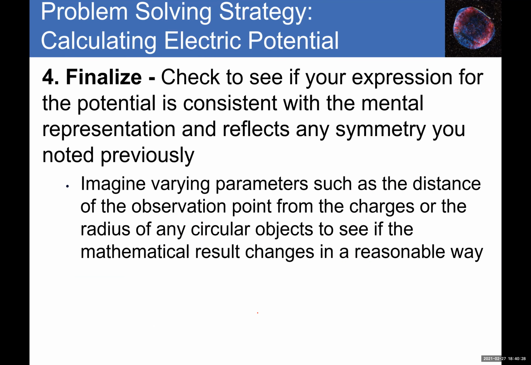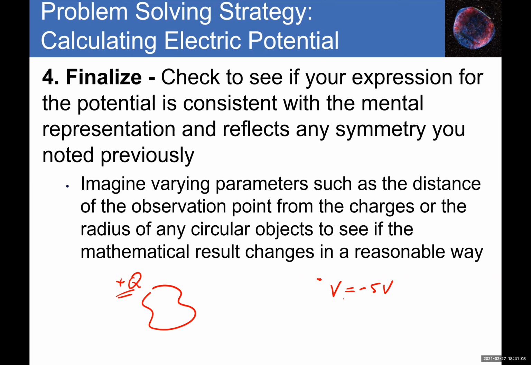All right, so to finalize, check to see if your expression for the potential is consistent with the mental representation and reflects any symmetry you noted previously. Because you also want to make sure the value is correct. For example, if you have a distribution that overall is a positive Q, and you're calculating V and you get a negative number, say -5 volts, it doesn't make sense, because this is a positive distribution. You cannot get a negative number there. So you want to look at whether it makes sense. Is your calculation correct or not?